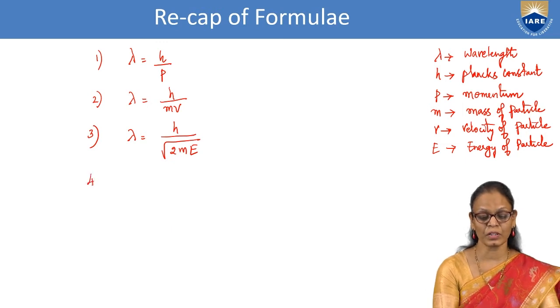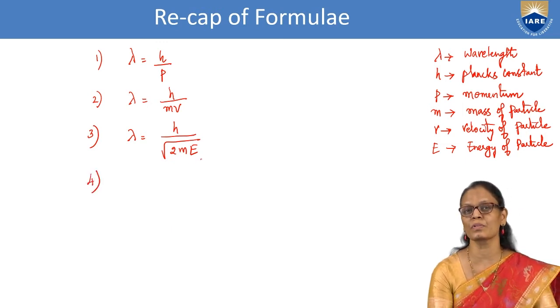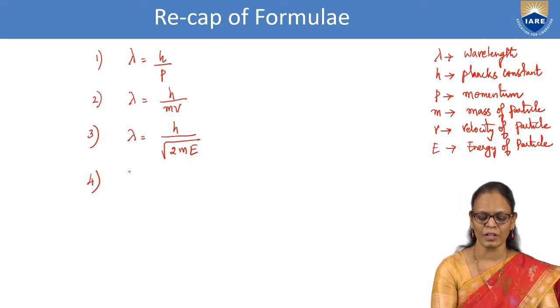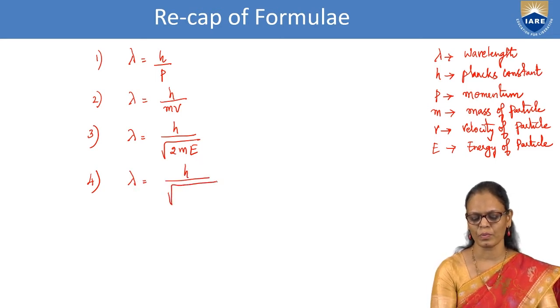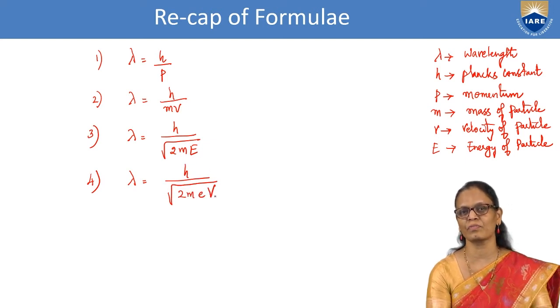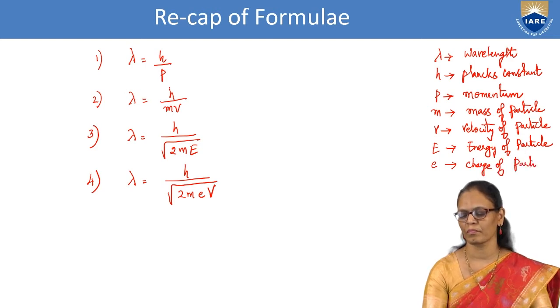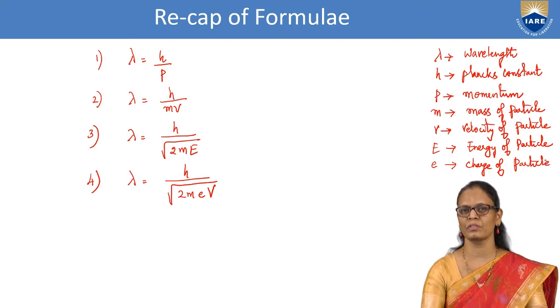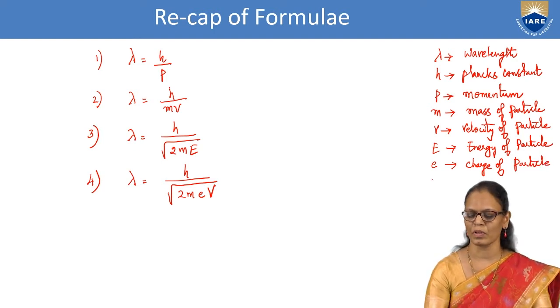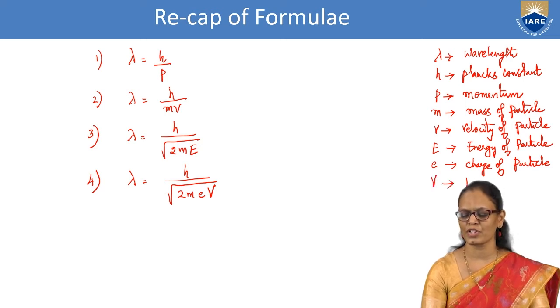And if the voltage applied is given, the energy is due to the potential that is applied, the electrons are accelerated with a given potential, then you will be using the formula lambda is equal to h upon under root 2meV, because capital E is equal to eV. So what is small e here? Capital E is the energy. Small e here is the charge of the particle. If it is an electron, the charge of the electron. If it is a proton, the charge of the proton. And capital V is the potential that is applied.